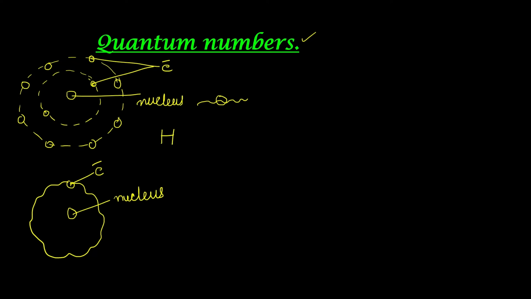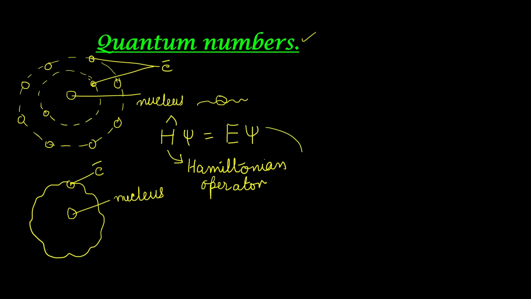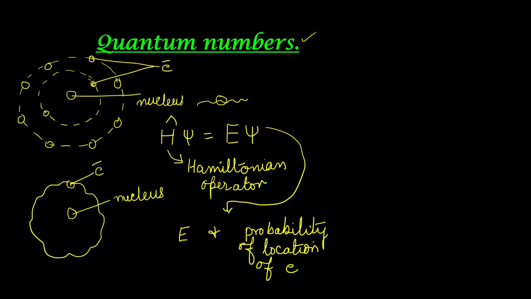The Schrödinger equation, which is a very complex equation, is written as H cap psi is equal to E psi. We know that H cap is a mathematical operator, really called the Hamiltonian operator. The solution of the Schrödinger equation gives the energy and the probability of finding the location of the electron. The energy is quantized. This equation is the Schrödinger equation. I will just note it there.